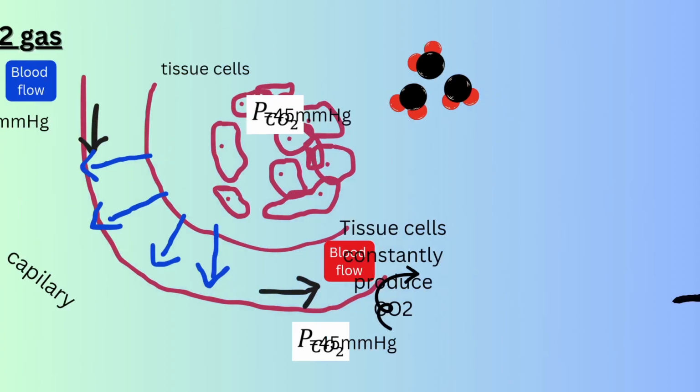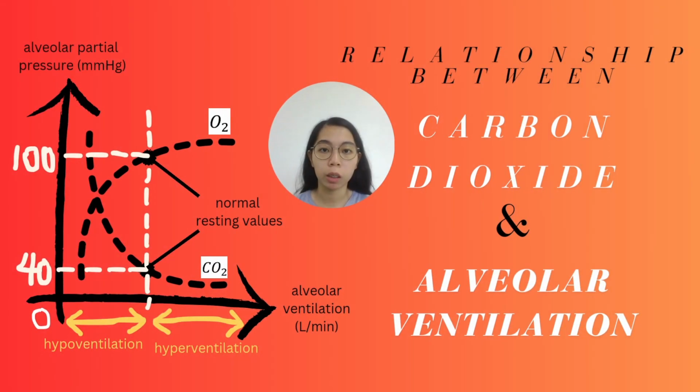You can see that there is also a relationship between the carbon dioxide and the alveolar ventilation. In the x-axis we have the alveolar ventilation, while in the y-axis we have the alveolar partial pressure. In this graph, we can see the partial pressure of oxygen and also carbon dioxide. The alveolar partial pressure of oxygen will increase with the alveolar ventilation, and the carbon dioxide is the vice versa. For the normal resting values, oxygen is at 100 mmHg, while the carbon dioxide normal resting value is 40 mmHg.